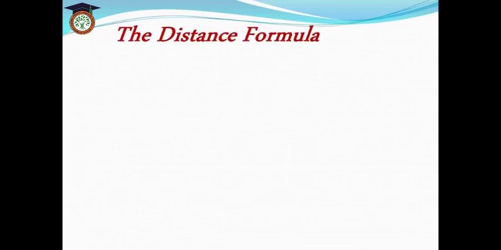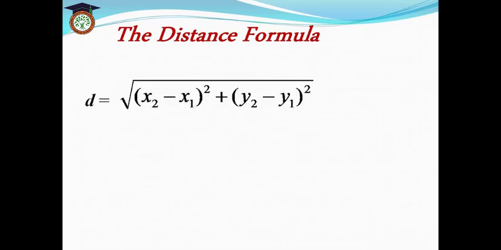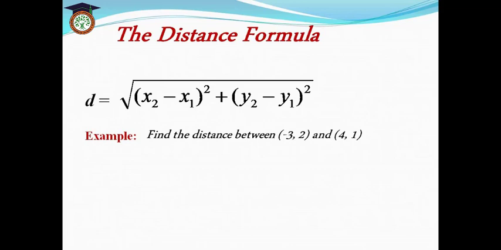The distance formula. Let's remember our distance formula. Distance equals the square root of (x2 minus x1) squared plus (y2 minus y1) squared. Example: find the distance between the 2 points (-3, 2) and (4, 1).